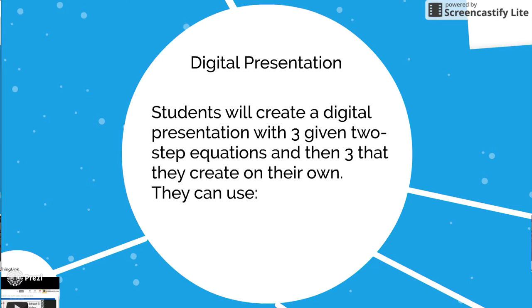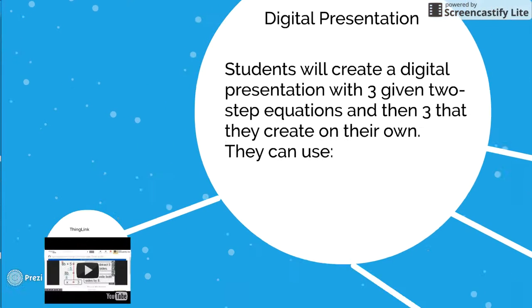Some of my groups, I am going to do a little differentiation and give them the opportunity to create all six of their problems or extra if they have time, just to give some of those extra students who did well in the pre-assessment and did the self-paced lesson that extra challenge.